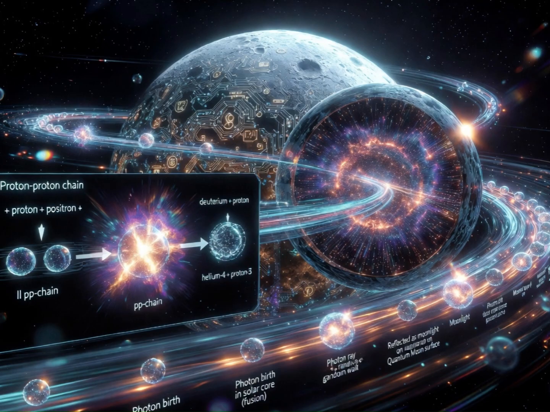gamma-ray photons and neutrinos. Those gamma-ray photons begin a random walk through the sun's interior that takes, on average, somewhere between 10,000 and 100,000 years before they reach the surface and escape as visible light. The photons of moonlight you see tonight may have been generated by quantum tunneling events that happened before humans learned to write. Ancient quantum events are illuminating your face right now.